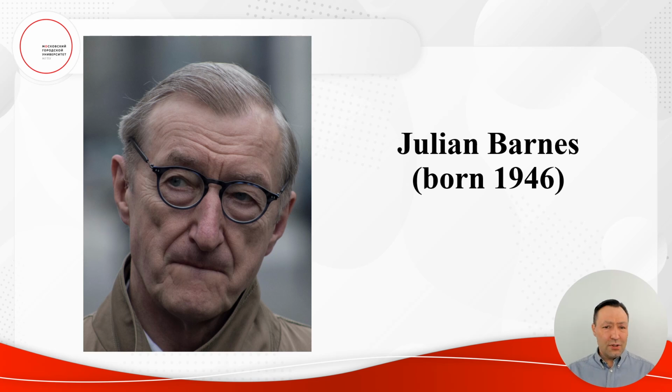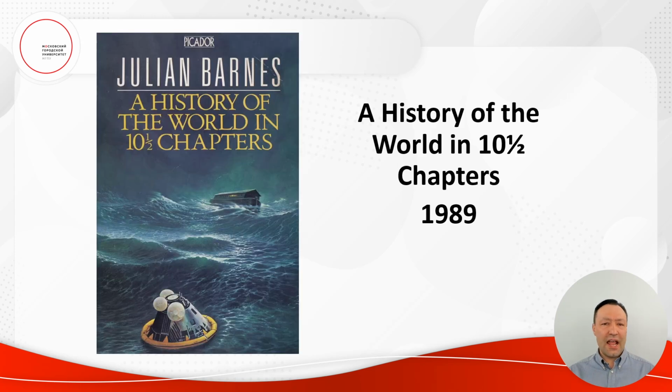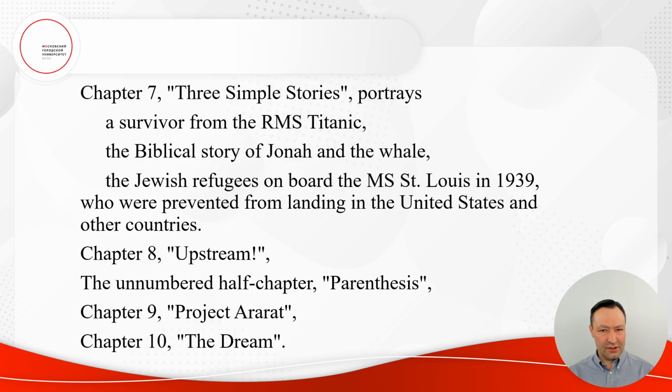So, we continue talking about the novel by British author Julian Barnes, a novel that has a very interesting structure that looks like a collection of short stories, and it is called A History of the World in 10.5 Chapters. It was published in 1989, and in the previous lecture we discussed the first 6 chapters. But now let's have a look at the last chapters.